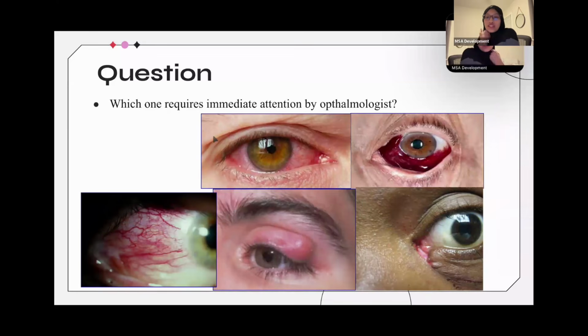Which one requires immediate attention by an ophthalmologist? I'll give you a second. This one. Why? Because this is dry eyes. It's common, it's very mild red. This one is confined, so it's subconjunctival hemorrhage. Even though it looks bad, it's not really that bad because it's confined and it will resolve on its own. It's just a temporary bursting of a blood vessel. This one is scleritis, kind of, so episcleritis is above the sclera. This one is the chalazion, chronic, and it can be a routine referral.